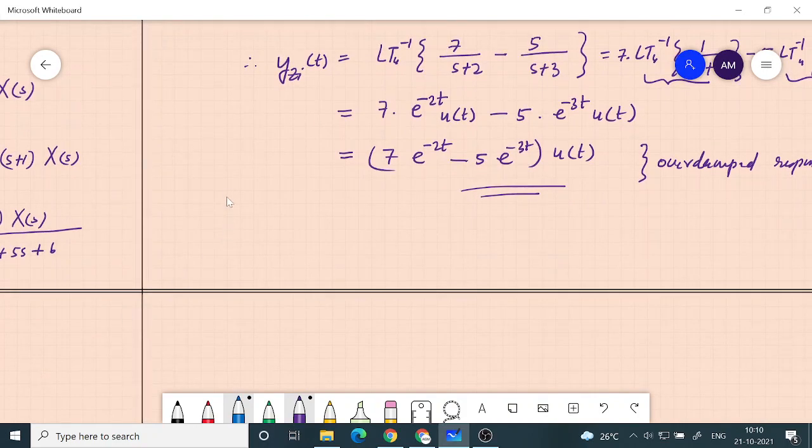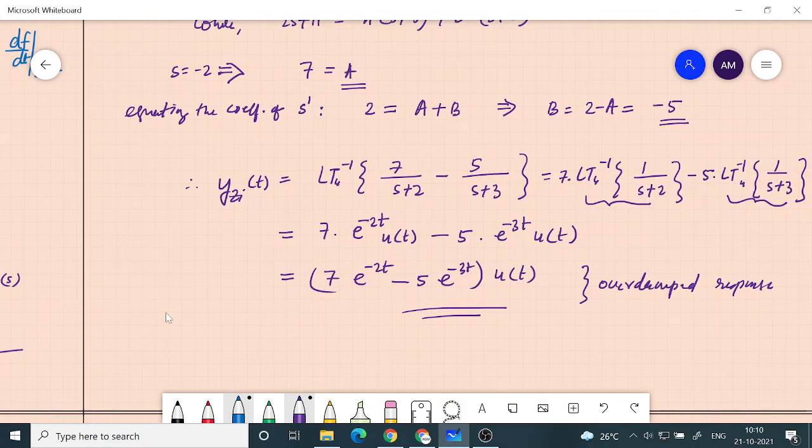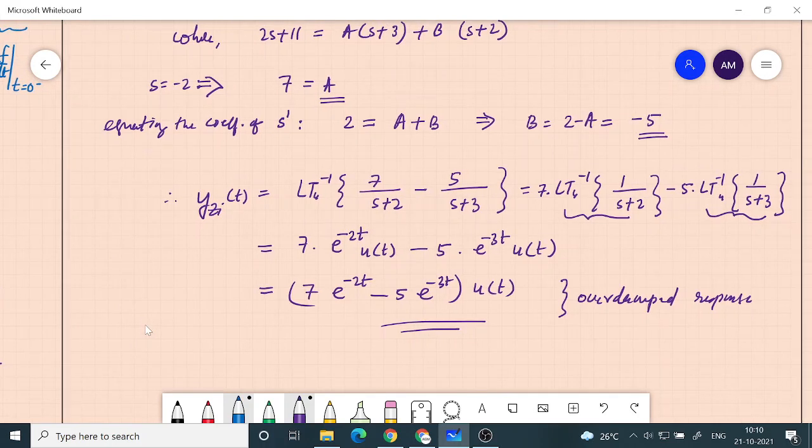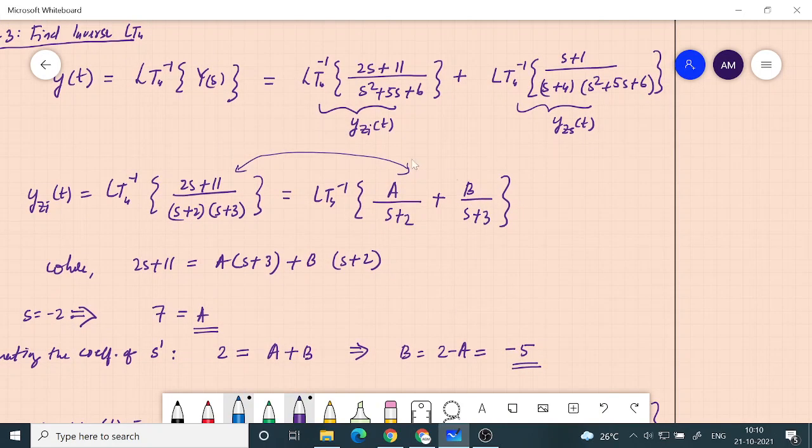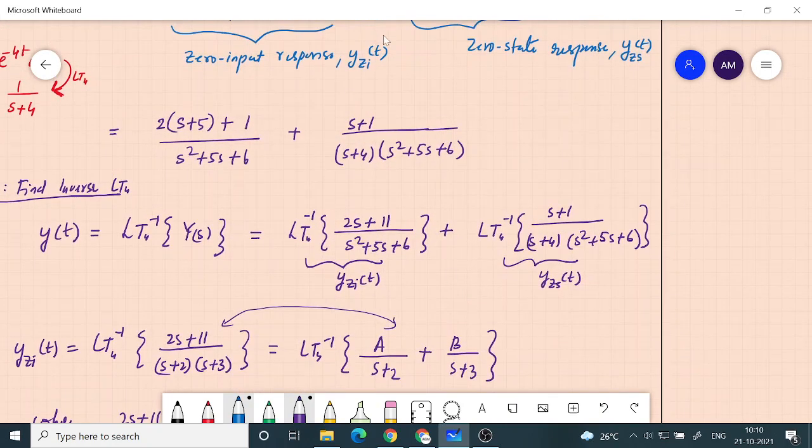Yes, questions? Sir, I have one doubt. About the notation that you have used here, y of z of I and y of z of s. Correct. Does it mean that it is a complex quantity or something? No. It's just a notation. Z is for zero, I for input. I have written that explicitly here, zero input response y z I. It's basically a subscript for y.